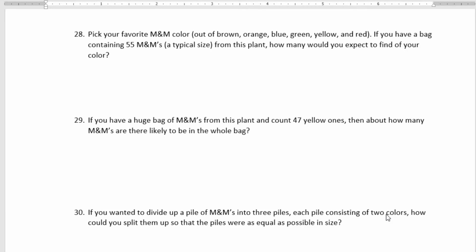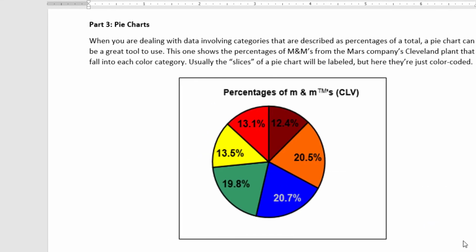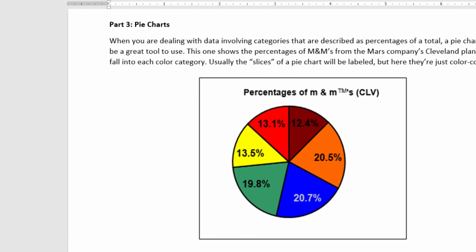Okay, so let's look back at this pie chart up here. This is the percentage allocation that Mars tells us should be in a bag of M&Ms. Now, we don't know how many M&Ms are actually in this bag, and it doesn't matter. We're going to assume that this color combination is what is actually in the bag. So, for every 100, 20.7 are going to be blue, 20.5 are orange, and so forth, and so on.